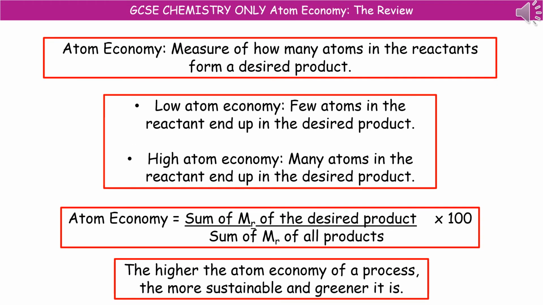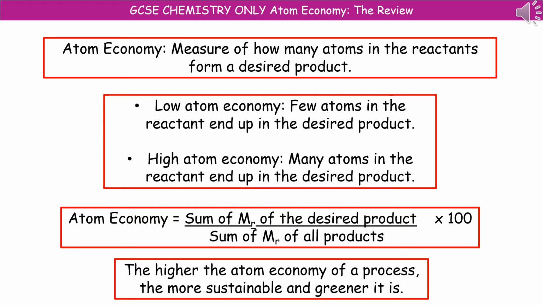The second calculation we need to know is atom economy. So atom economy is a measure of how many atoms in our reactants actually end up in the desired product. So something with a low atom economy means only a few atoms in the reactant end up in our desired product, whereas if it's got a high atom economy, then lots of the atoms in our reactant end up in our desired product.